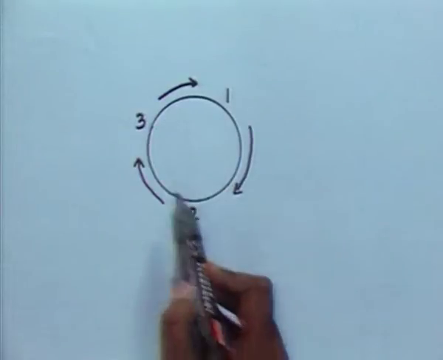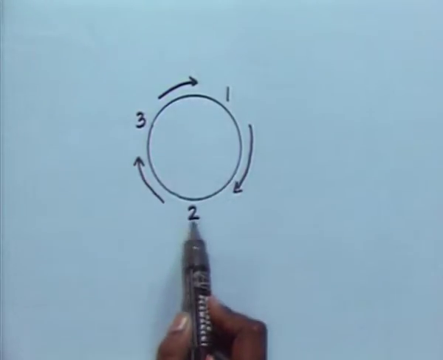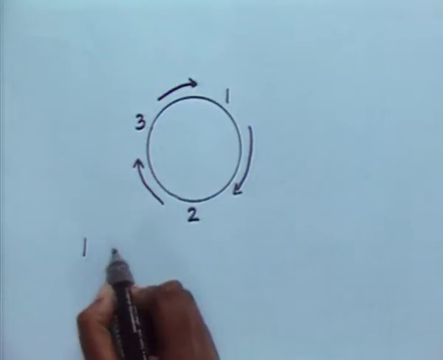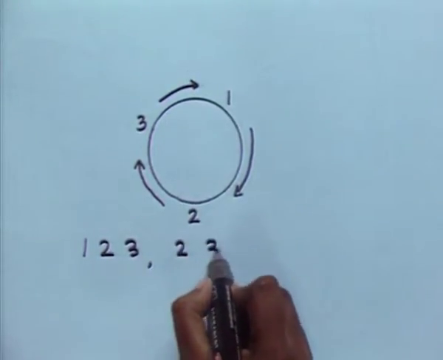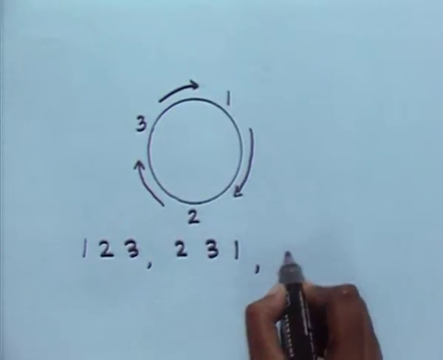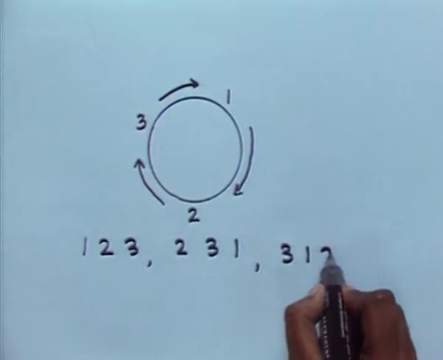You don't have to bother about that. It's very easy to remember. The only thing is, you remember that the suffixes 1, 2 and 3 move in a cyclic order, that is 1, 2, 3, then 2, 3, 1 and then 3, 1, 2. What is a cycle, madam?